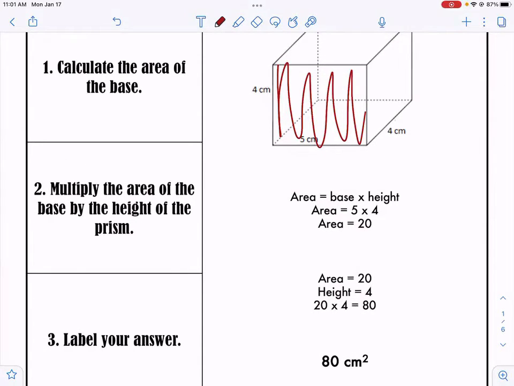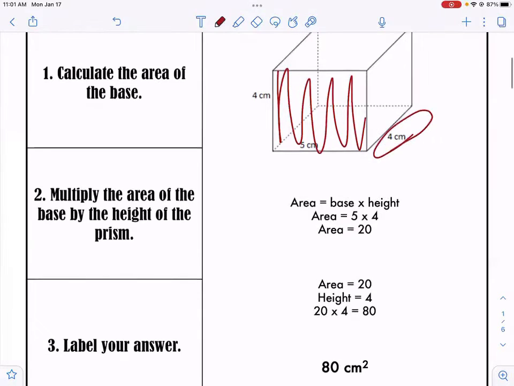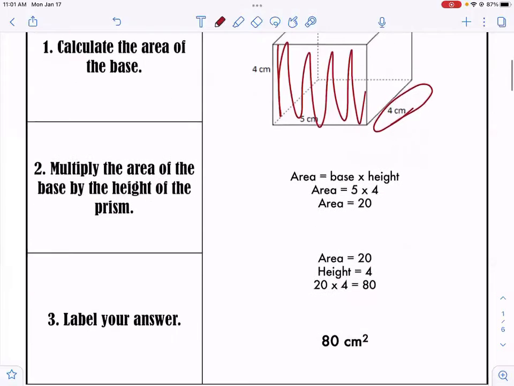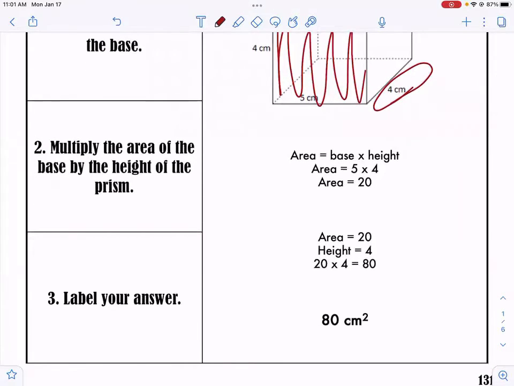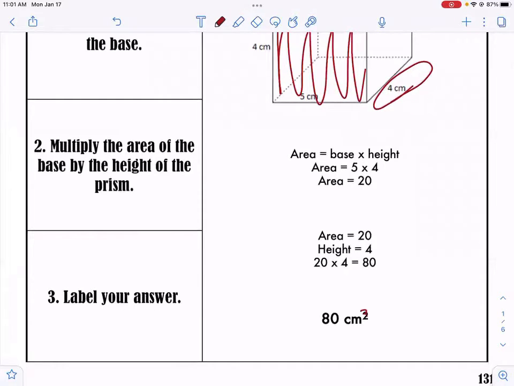So the area was 20. The height is this number over here that we haven't used yet, which is 4. So they did 20 times 4 and got 80. And then you have to label your answer. Ooh, this is wrong. Let's fix it. Okay, in volume, there are 3 dimensions, so it should be centimeters cubed.